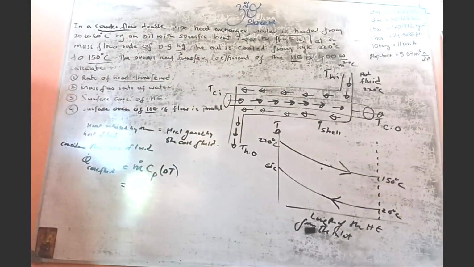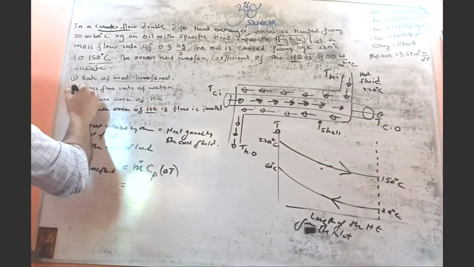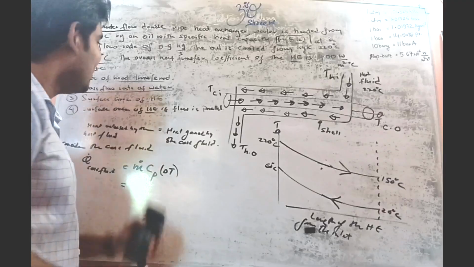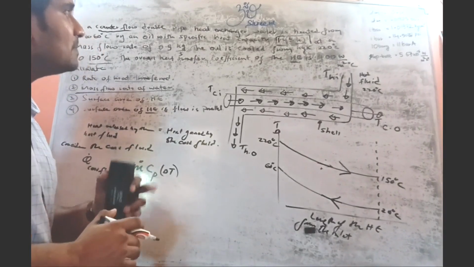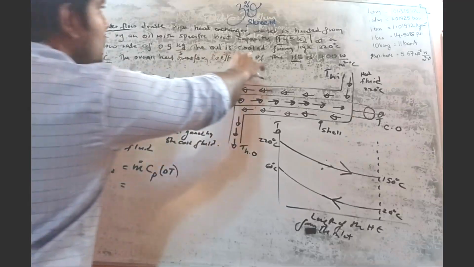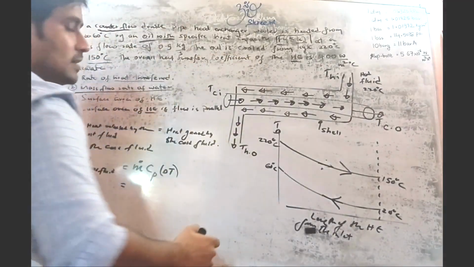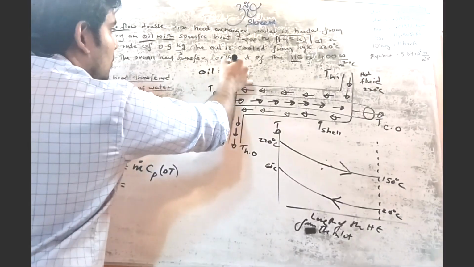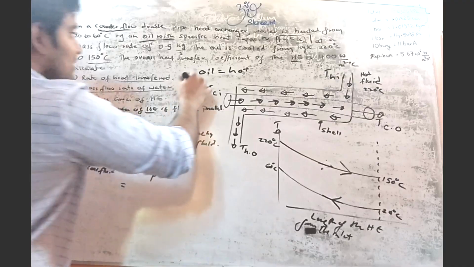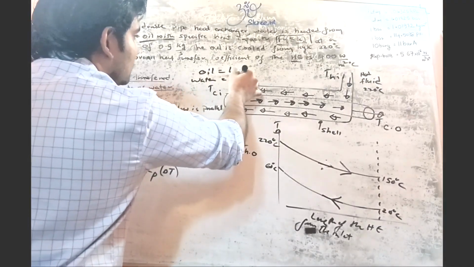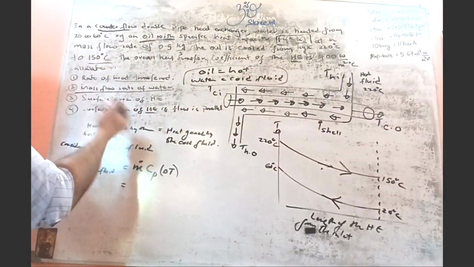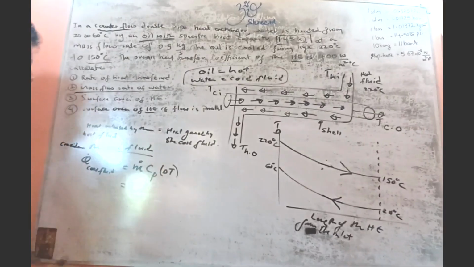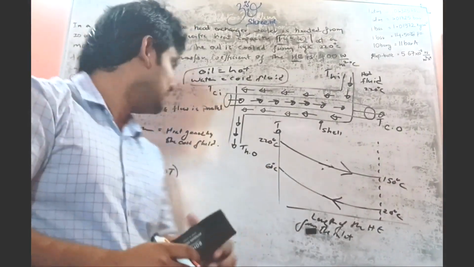No. So we cannot use this equation. Why? Because in the second part it asks the mass flow rate of the water. In this problem, oil is the hot fluid, right? Then water is the cold fluid. So when calculating the heat transferred, we cannot consider the cold fluid. What is the reason? Because we don't have enough data, right?